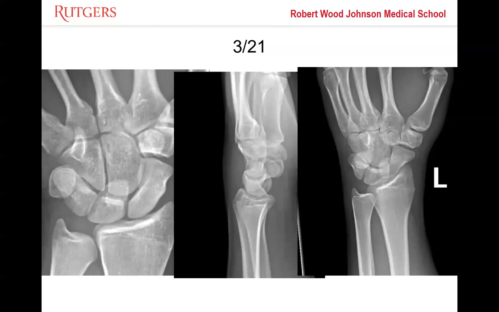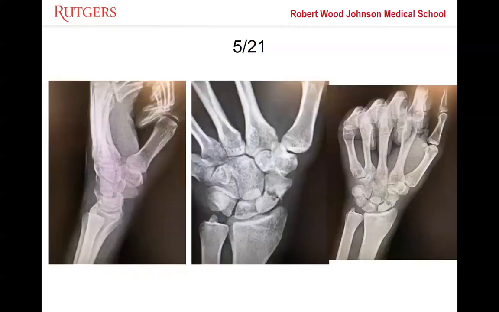I think that's exactly right. So we saw him, we put him in some immobilization. We did a splint, not a cast. And we said, come back in 2 to 3 weeks. He showed up 2 months later. And this is what we have.